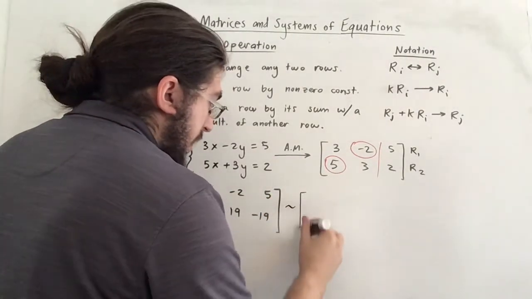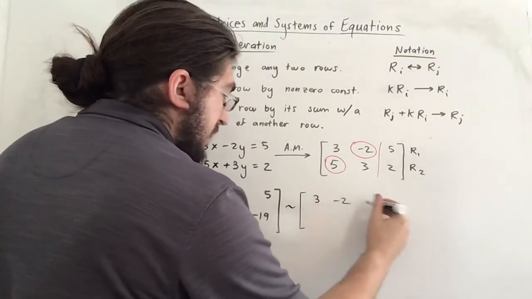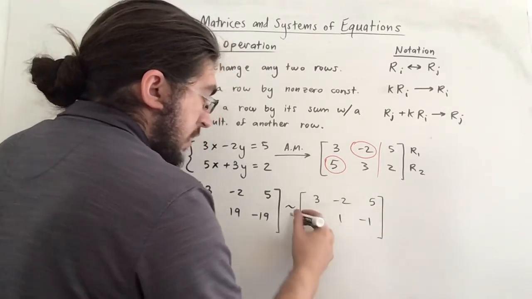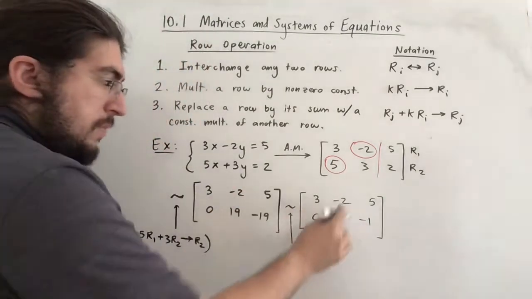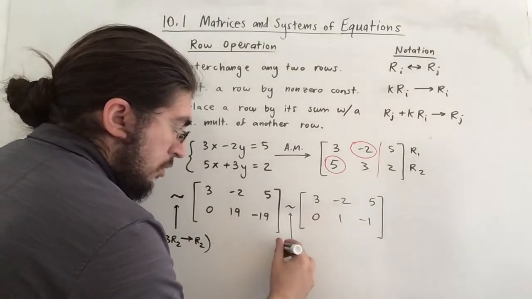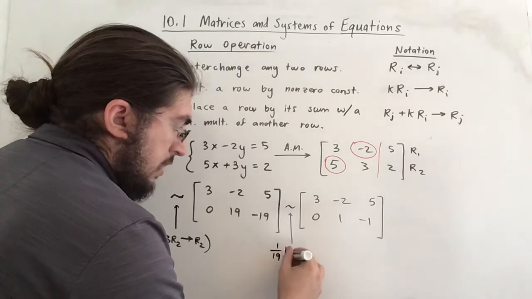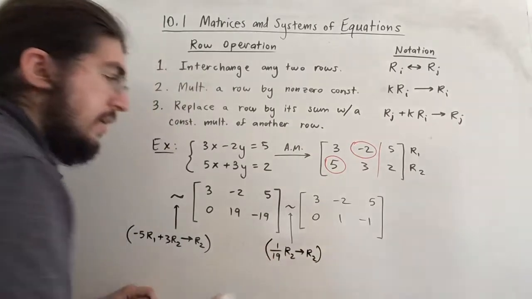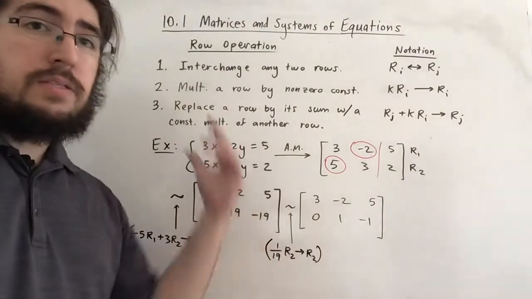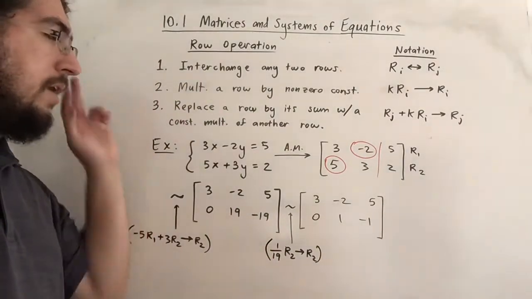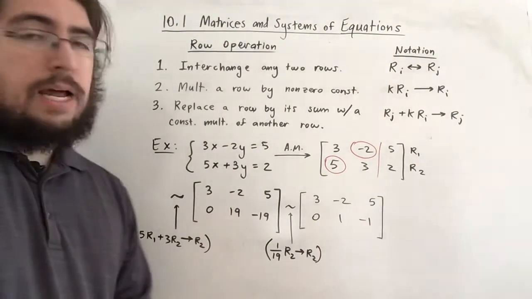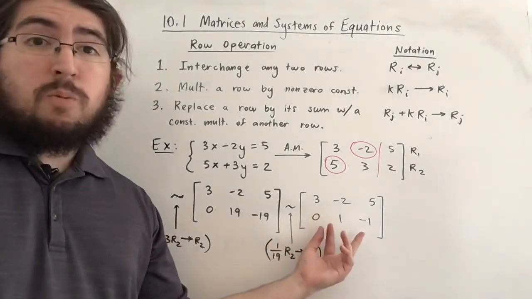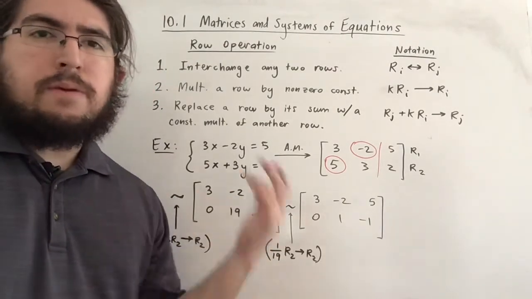So going from here to here, we have 3, negative 2, 5, and then 0, 1, negative 1, because for this operation going from this matrix to this matrix, I am multiplying 1 over 19 to R2, and that replaces R2. That's our operation there. Perfect. And that again is step 2, the second operation. Great. Now at this point, to be quite honest, if you want to convert this back into a system, we solved for y already. Y is negative 1, and then you can back substitute.